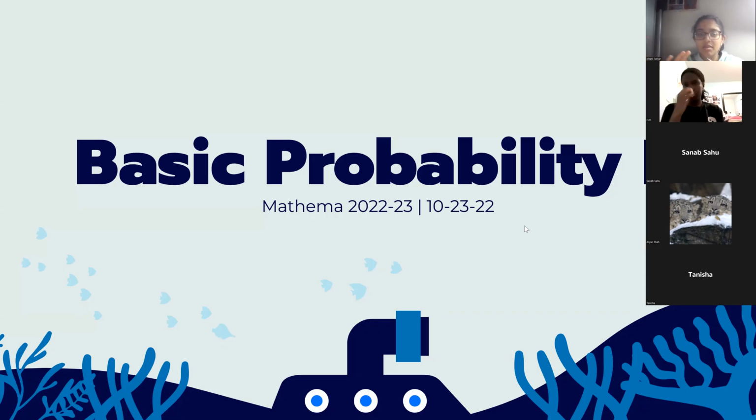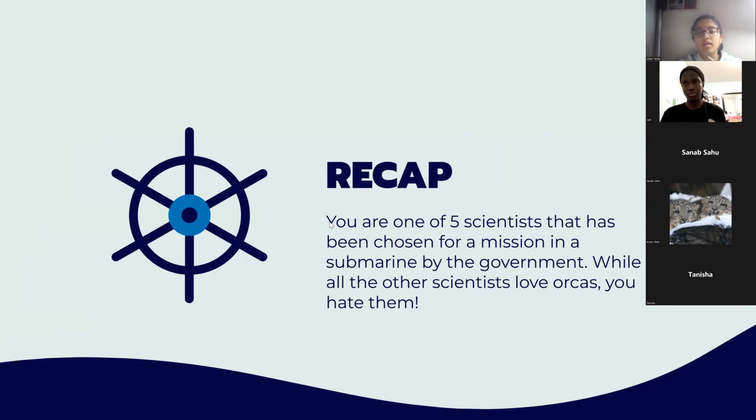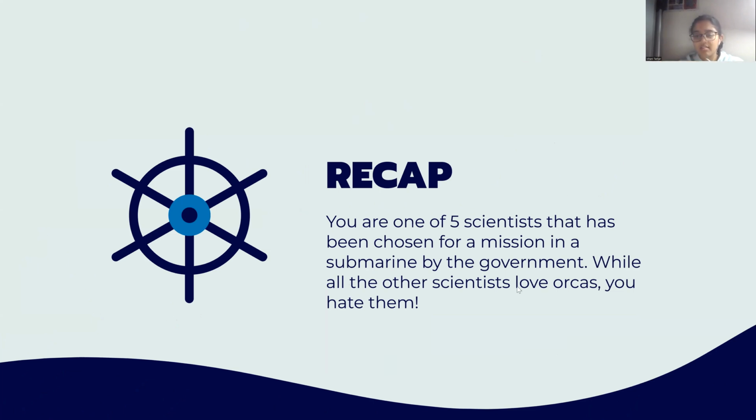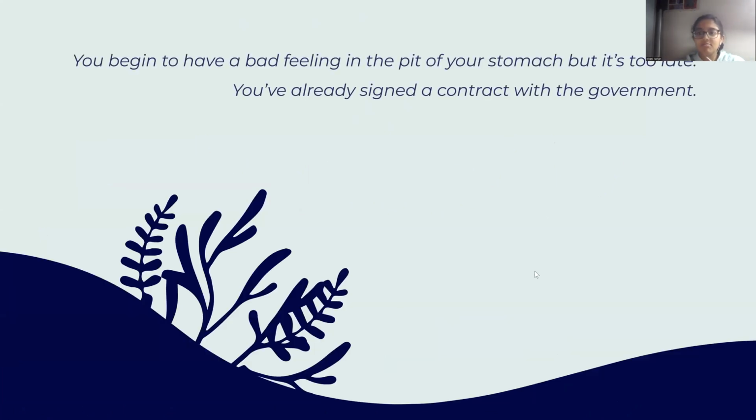Okay, so we're just going to be going over expected value and geometric probability, using geometry and probability. To recap, you're one of the 5 scientists that has been chosen for a mission in a submarine by the government. While all the other scientists love orcas, you hate them. So this was the last line of the previous class.